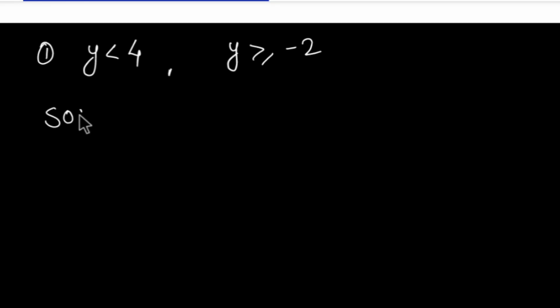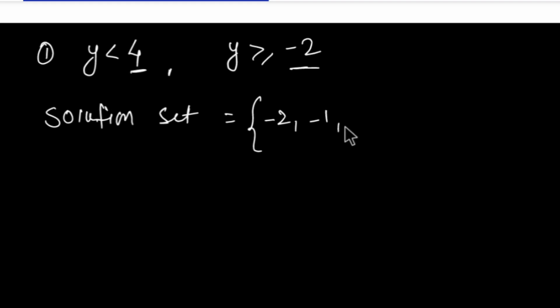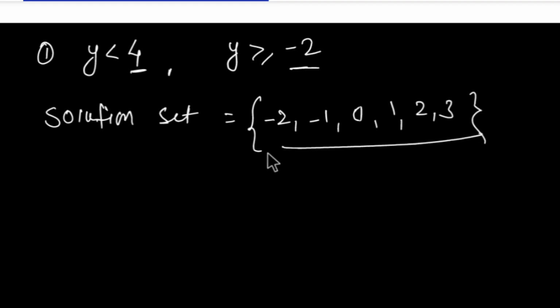So the solution set for the first part will be: y starts from minus 2 and goes till 4, but we can't consider 4 because it is less than. So minus 2, minus 1, 0, 1, 2, 3. These are the answers for the first part. And why are we taking all the numbers from minus 2 to 3? Because these are integers.